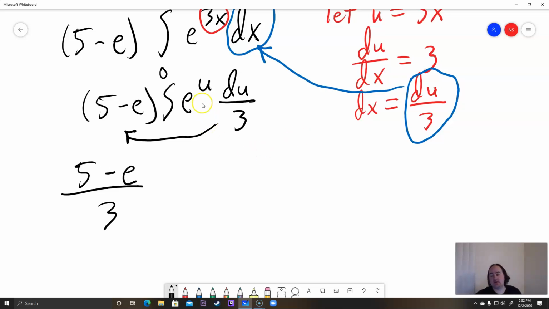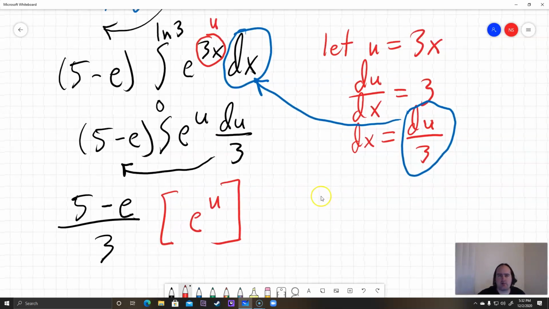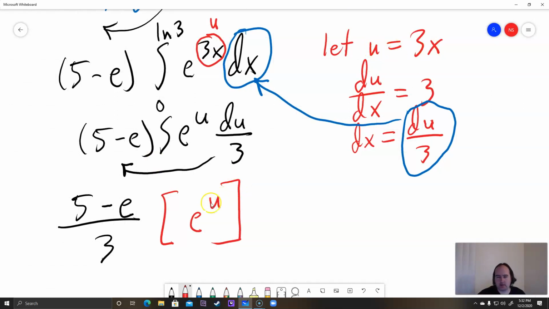Okay, but the integral of e to the u, once again, is just e to the u. So this is just going to give us e to the u. But in this case, our u is different from the u that we used earlier. So for this part of the problem, we said u is 3x. So we're going to want to plug that in here. The integral of e to the u is e to the u, but we got to write it back in terms of x in order to plug in. So we're going to plug in 3x here instead of u. So we have e to the 3x. And of course, we're still evaluating this outer integral from x equals 0 to x equals ln of 3.